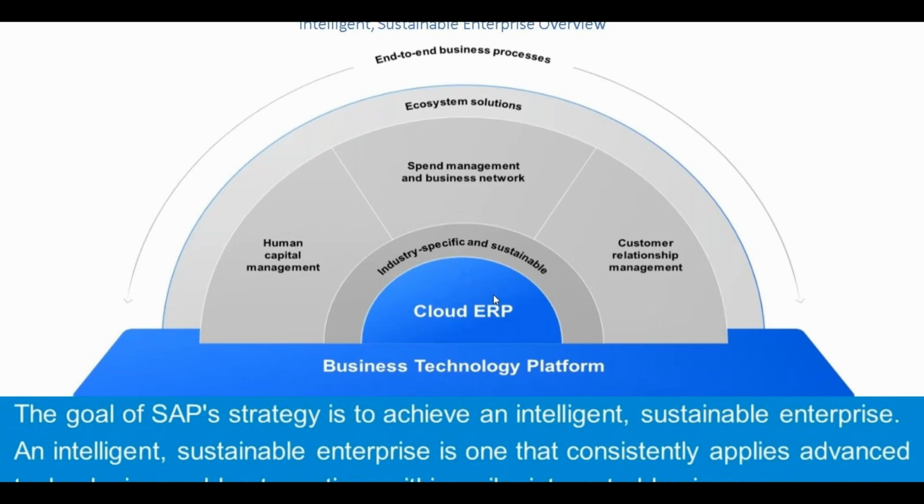So their intention is that they want to provide complete end-to-end solutions. So when we are speaking about this intelligent sustainable enterprise, you need business processes, you need different solutions, industry specific solutions also you're looking for, and the technology platform. In this, the cloud ERP is going to be the digital core for you. Remember that. In these intelligent enterprise solutions, the cloud ERP is going to be the core.